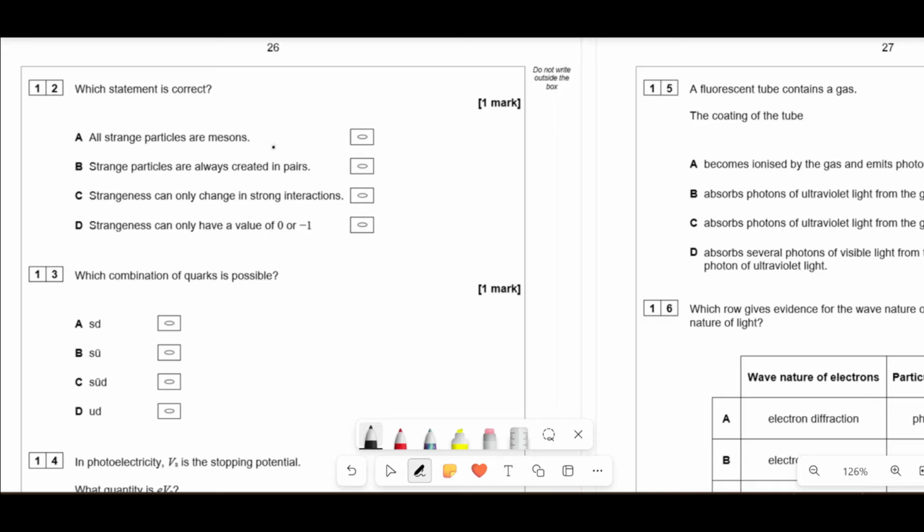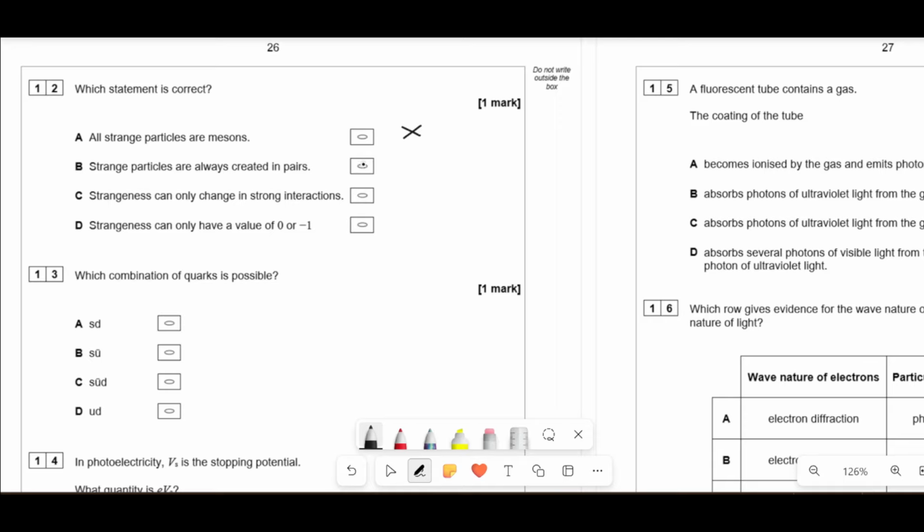Okay, so which statement is correct? All strange particles are mesons? No, because mesons are always made of a quark and an antiquark, and strange particles only need one of them being a strange. Strange particles are always created in pairs. Well, remember that strangeness is a quantum number, and that means you have to have conservation of strangeness when they're created by the strong interaction.